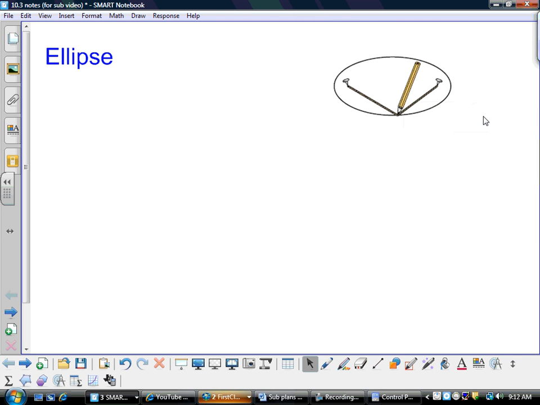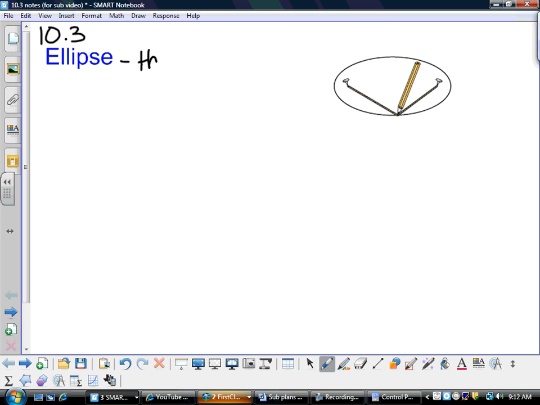All right, these are your 10.3 notes, which are about ellipses. An ellipse is very, very similar to a circle. Remember, we defined a circle as the set of all points equidistant from one fixed point called the center.